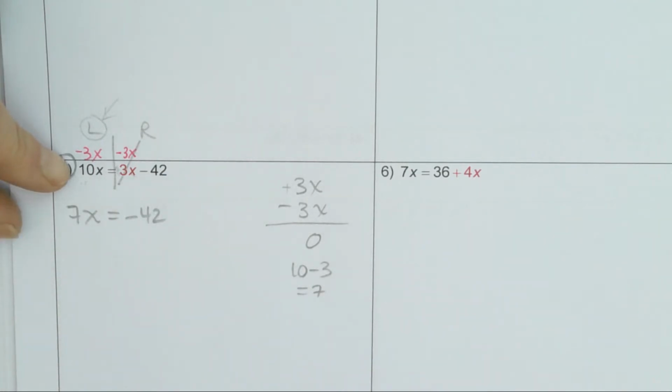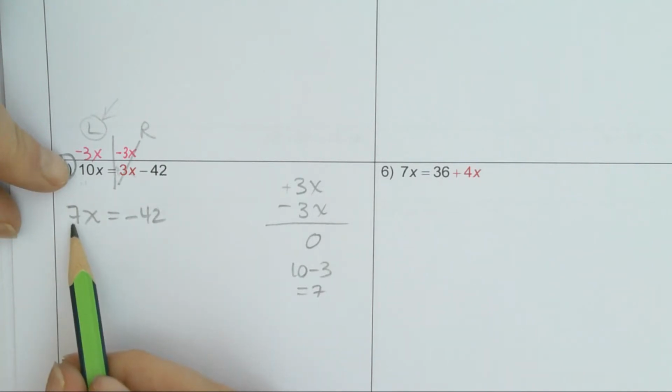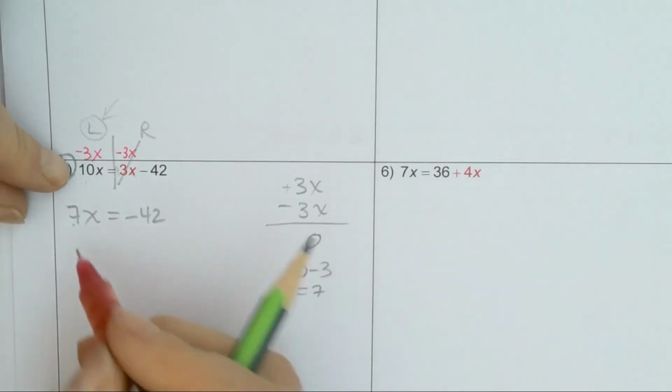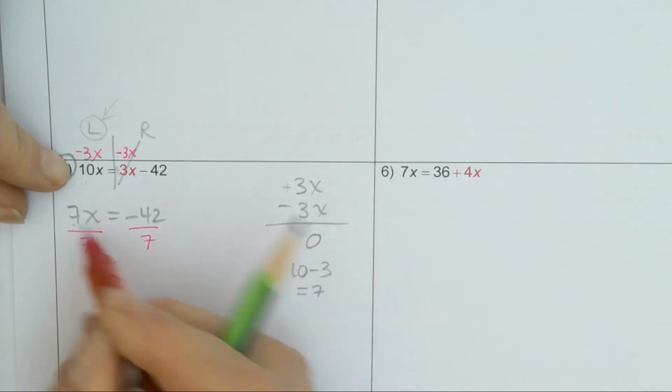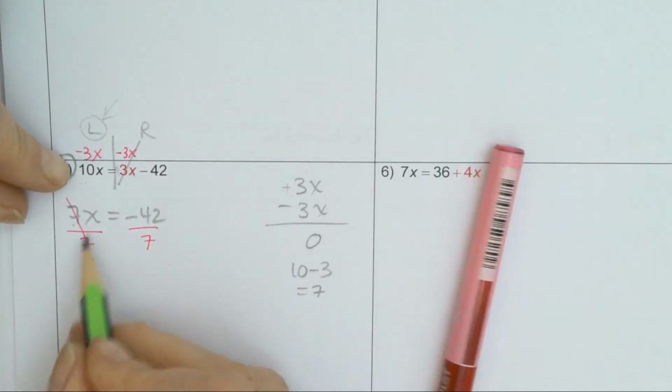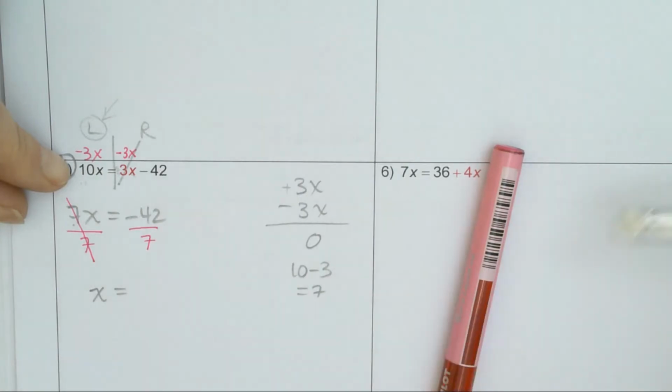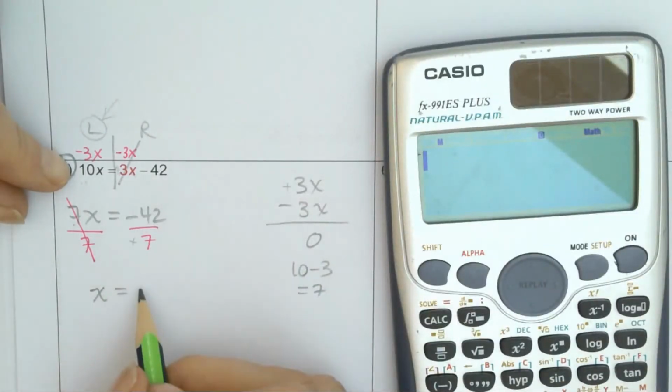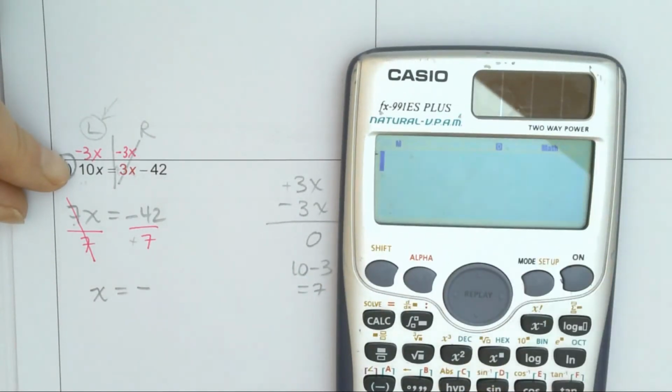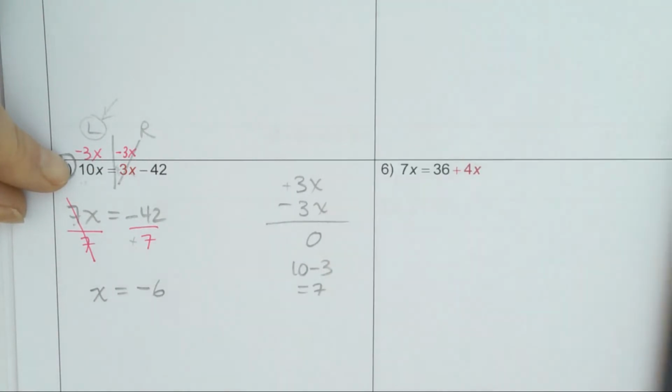Now I have a best friend. 7 is my best friend, so I have to get rid of him. Divide by 7, divide by 7. That's 1. So 1x equals, they're not the same, so I know it's going to be negative. Negative 42 divided by 7 is negative 6.